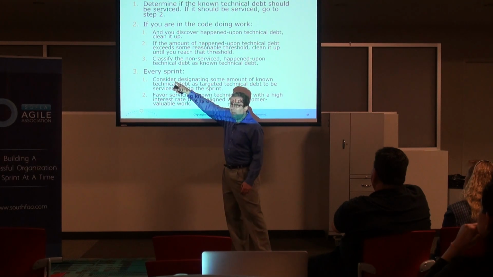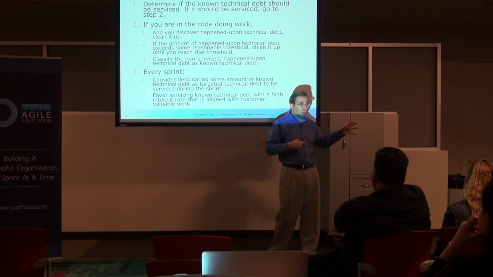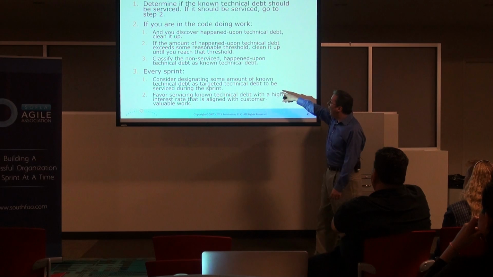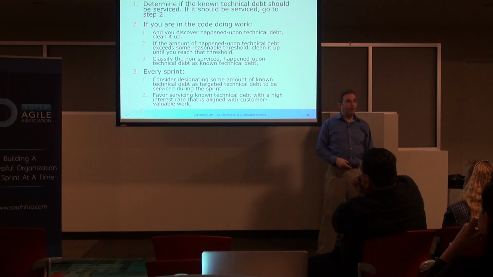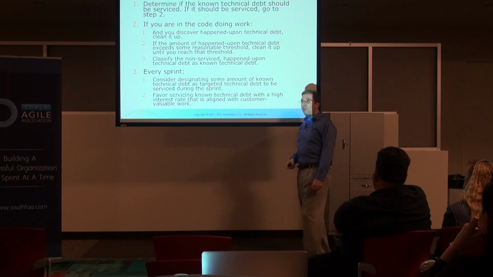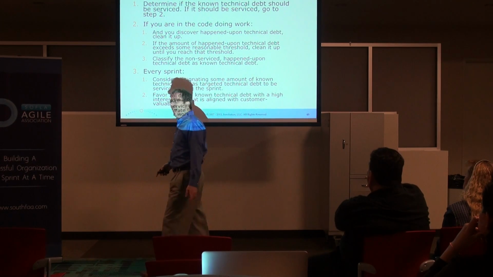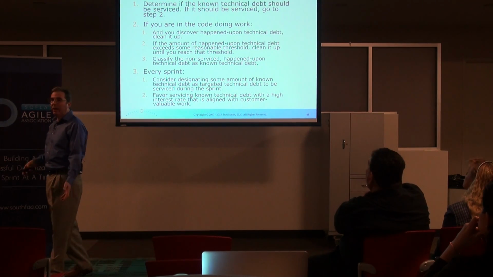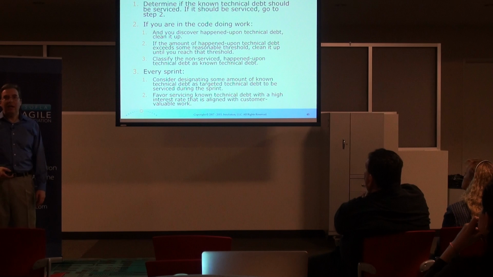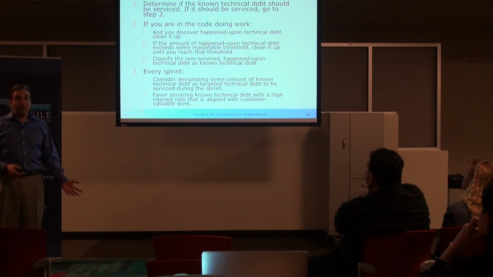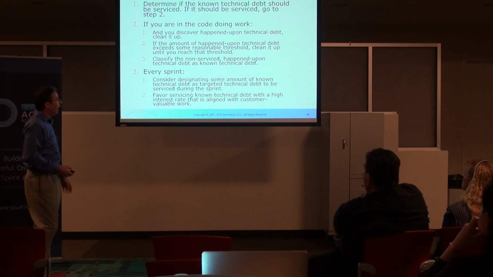Now, then every sprint, per that picture I was showing earlier, as we're doing planning, I will try to designate some amount of known debt to fix that sprint. Typically, the stuff in the code I know I'm going to be in anyway. I'm in the code already. Why wouldn't I clean up the debt in the areas where they're going to affect me already? So I would deal with that.